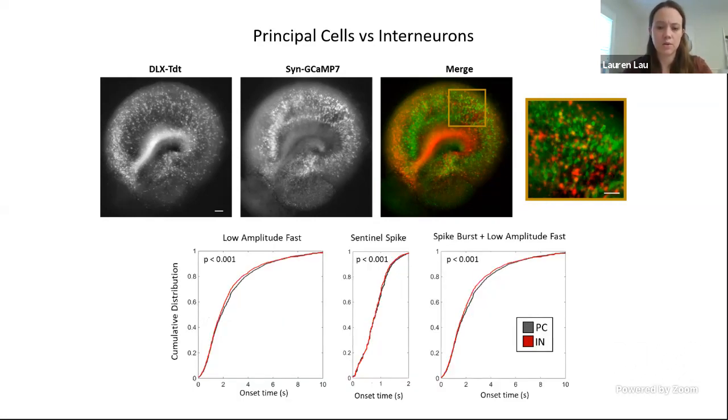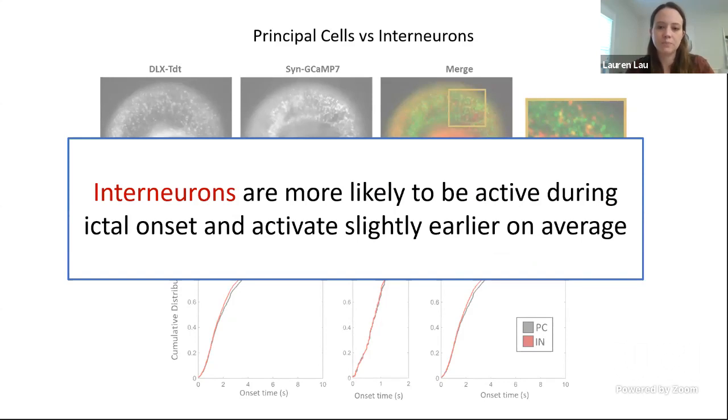And finally, I also plotted the onset times of principal cells versus interneurons in these cumulative distributions. And for each one of our seizure onset types, we see a slight leftward shift, which means that interneurons are activating earlier than principal cells, but this is on the order of milliseconds, and it's a pretty subtle difference when you look at these 2 populations as a whole. But it is consistent with interneurons being more active during ictal onset and activating slightly earlier.